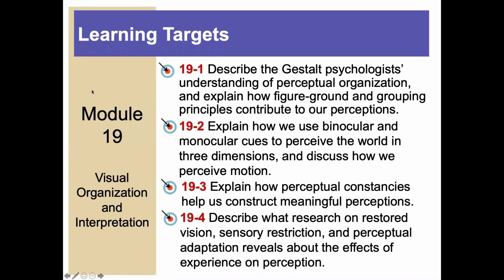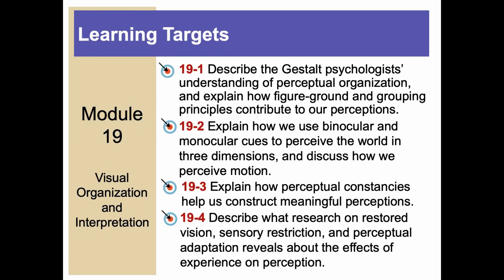So the learning targets, this is somewhat of a long module, but it is really, really interesting. The learning targets for this module include describing the Gestalt psychologist's understanding of perceptual organization and explaining how figure, ground, and grouping contribute to our perceptions. Also, understanding a bit about binocular and monocular cues and how we use them to perceive the world in 3 dimensions, and how we understand and perceive motion.